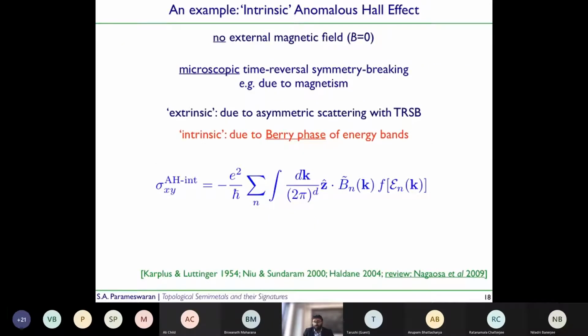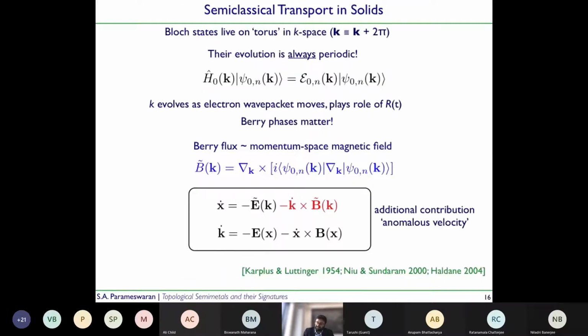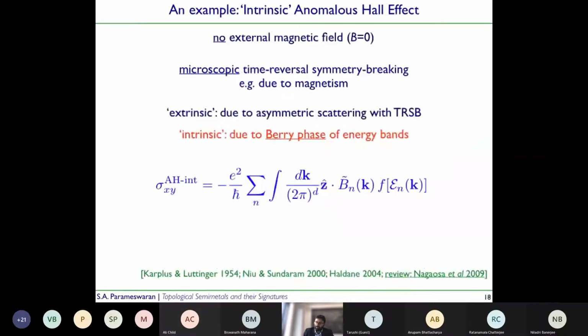But there's an intrinsic version of this, the anomalous Hall effect. Suppose I turn my magnetic field to 0. So then this term is set to 0. This term can nevertheless give a non-trivial value. And it's important to note that to get this term to be non-zero, you need there to be a time reversal breaking somewhere in the problem for it to integrate out to give you a non-zero value. But if you do that, what you find is that if there's some microscopic time reversal breaking due to magnetism or something else, or some currents that form in the system, but no external magnetic field, then the Berry phase of energy bands can give you an anomalous Hall contribution.